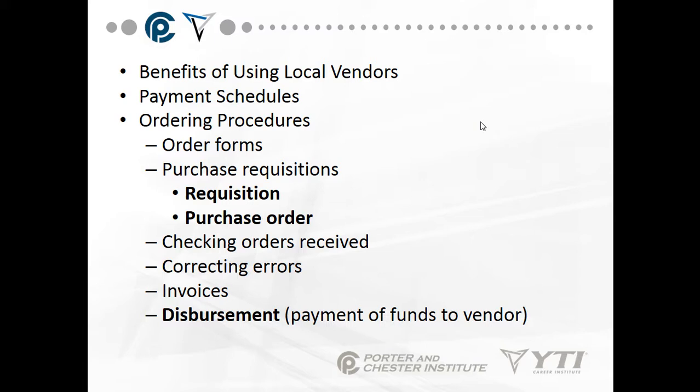Ordering procedures. How do we order this? Is there a form? Is there a requisition and a purchase order? Do we check the orders received to make sure everything is there? Do we correct any errors? We look at the invoices, and then we send out the disbursement or the payment of funds to the vendor. Most order forms are now online.